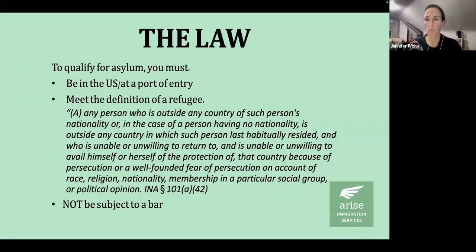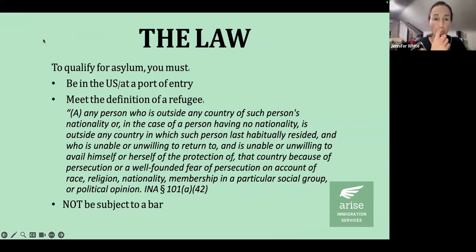Be in the US or at a port of entry, satisfy the legal definition of a refugee, and not be subject to a bar. But I'm just going to read this because this is the statute. This is the legal definition of a refugee, and I think it's really confusing. But we'll simplify it in a second.